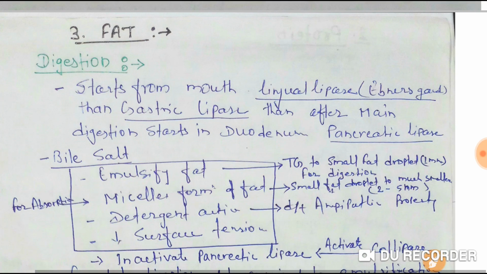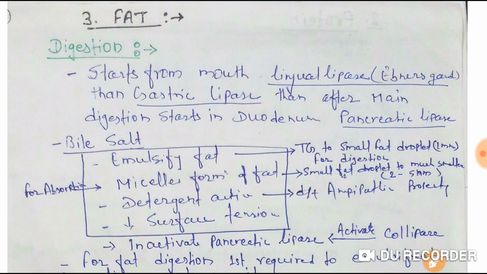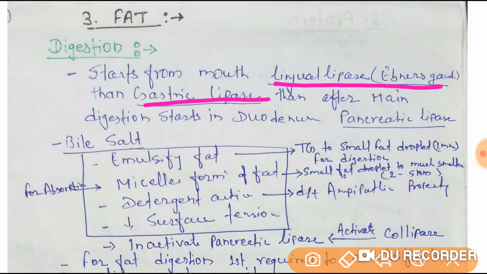Next is the digestion of fat. Fat digestion starts from the mouth. Here the lingual lipase, from Ebner's gland, starts digestion of the fat in the mouth. Then gastric lipase, and then the main digestion starts in the duodenum with pancreatic lipase. The lipase will start acting after emulsification.